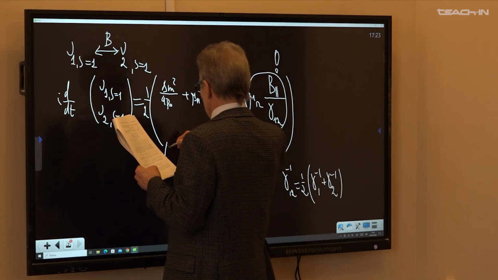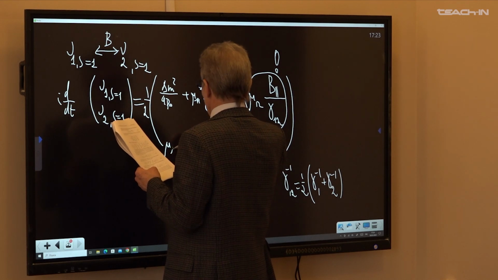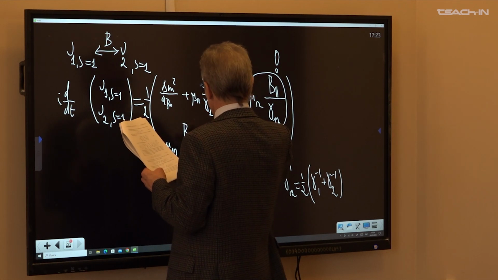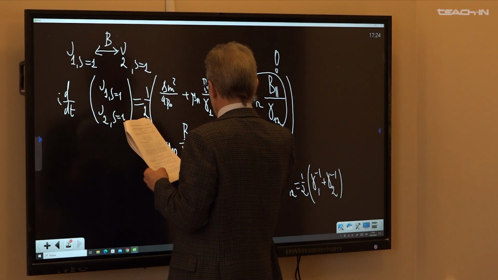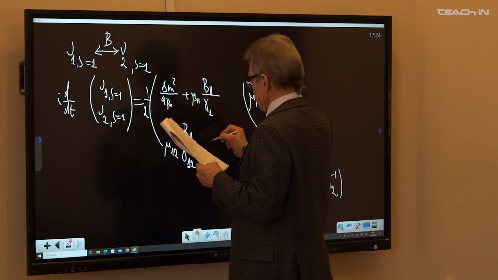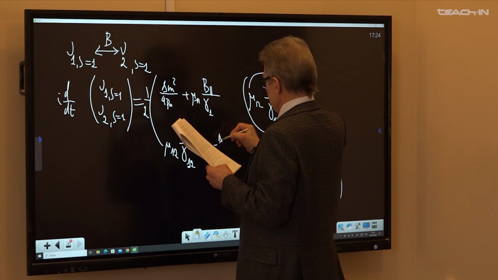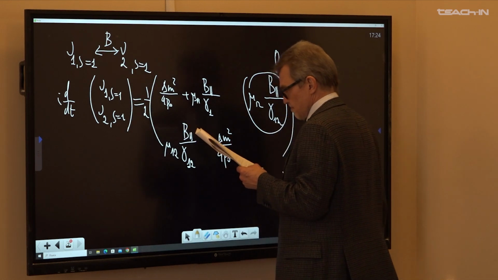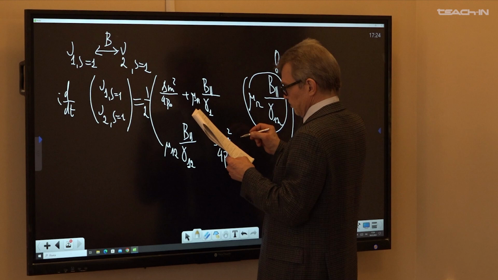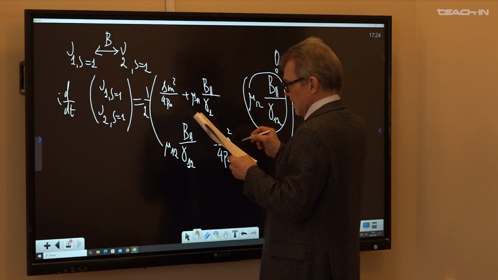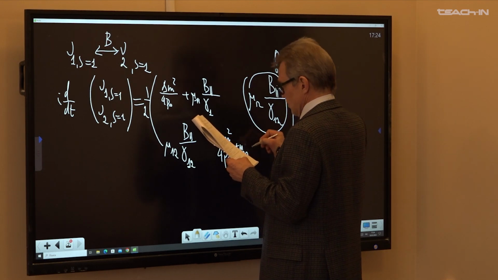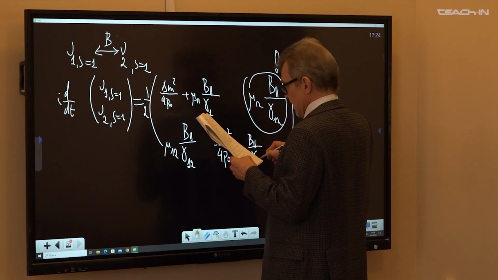Then the same in the second line, magnetic moment transition 1, 2, multiplied by the longitudinal component of the field divided by this gamma 1, 2. And here is minus mass square difference divided by 4 energy of neutrino plus magnetic moment of the second neutrino, longitudinal field, multiplied by gamma 1, 2.